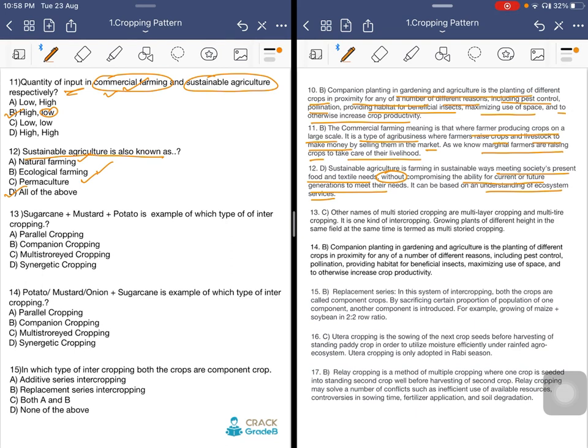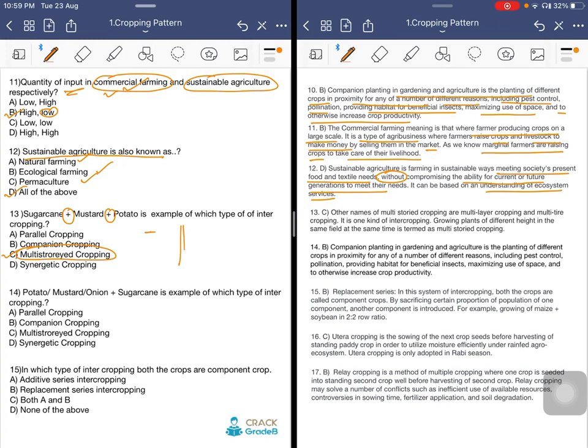Sugarcane, mustard, and potato. Just observe the symbol, plus. Okay, it is not a slash, right? Or maybe it is not a hyphen. It is an example of which type of intercropping? It will be multi-storied cropping. That is what I already explained in our class. What is multi-storied cropping?